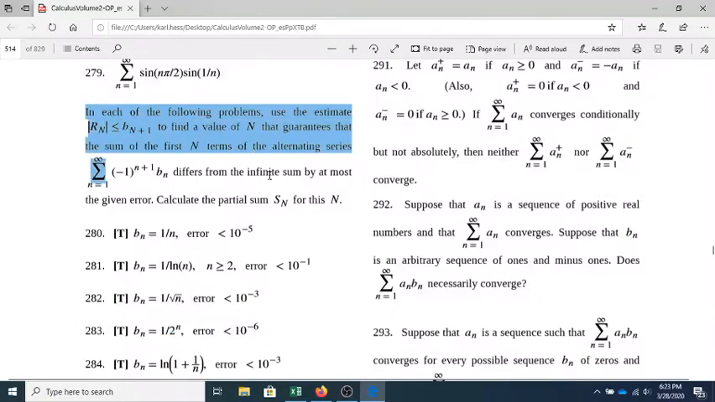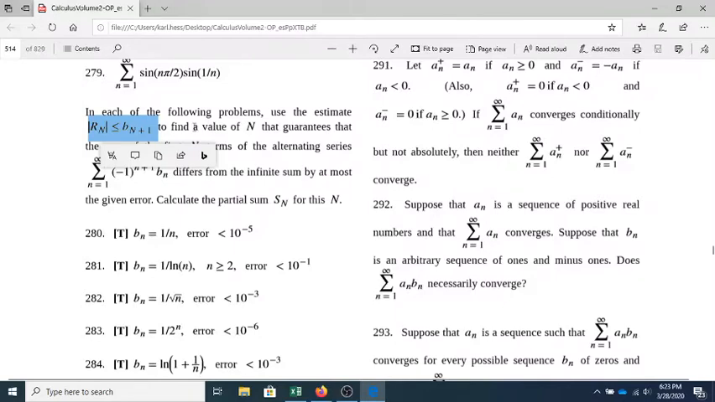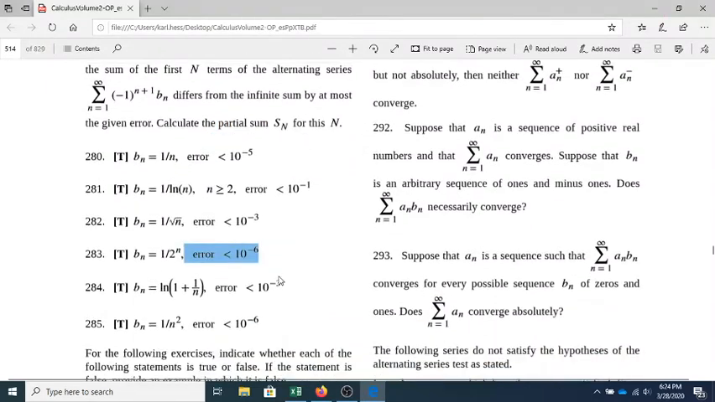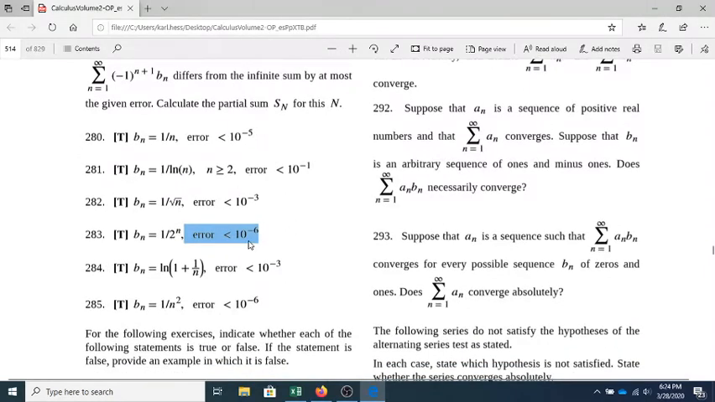Okay, what do the instructions say? The instructions say, in each of the following problems, use the estimate remainder. So this is the thing from the theorem we were just looking at, to find a value of n that guarantees that the sum of the first n terms of the alternating series differs from the infinite sum by at most the given error. Okay, calculate the partial sum for this n. Alright, so here's the error. We want the error to be less than 10 to the negative 6, and it's an alternating series where the absolute values of the terms are 1 over 2 to the n. Alright, got it.